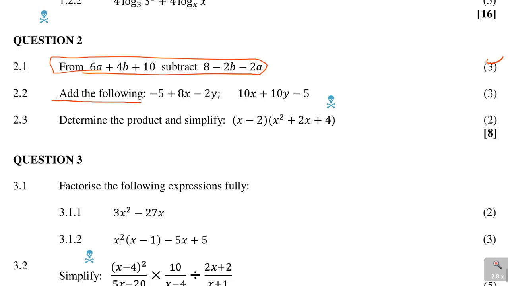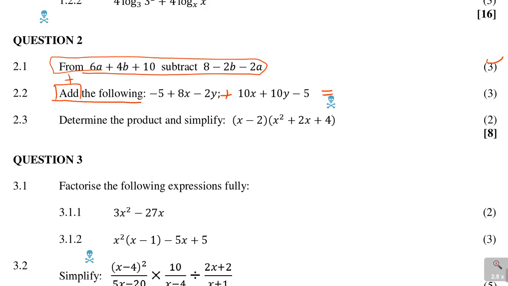Add the following. The word add simply means plus. So what are you adding? You are adding the following. So you put a plus just like that. So when you add these two, it is 3 marks, and I think it was a given. You are adding them in.